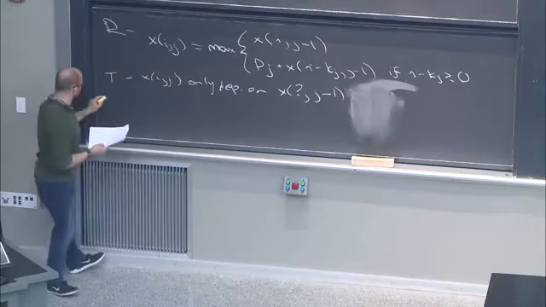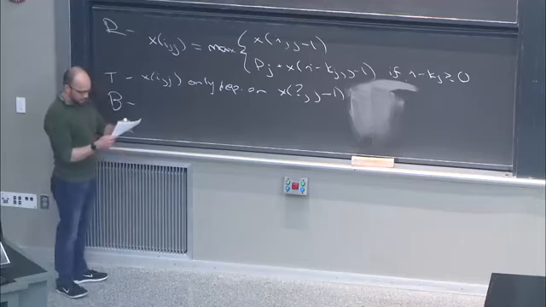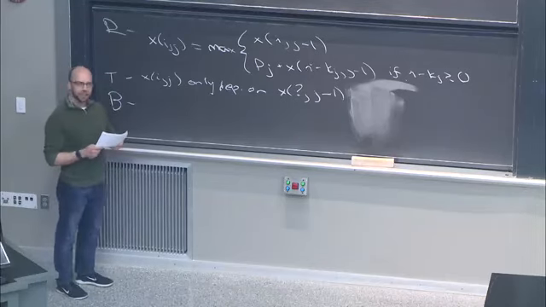So next we need B, which is our base case. So in this case, it's pretty straightforward. If I don't have any coins, I can't make any money.